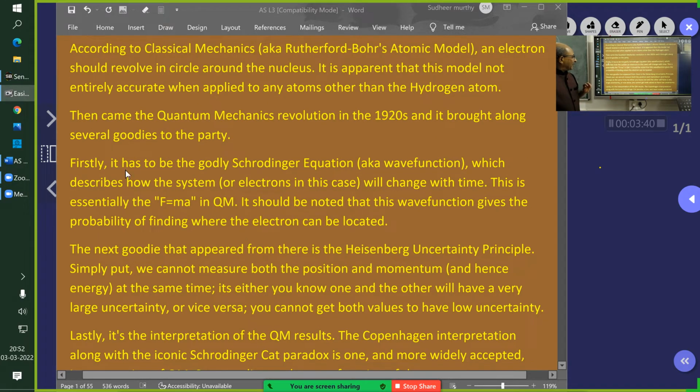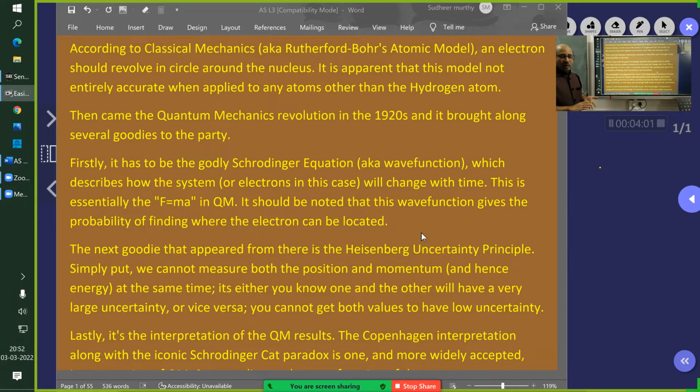Firstly, it has the godly Schrodinger equation, aka wave function, which describes how the system, or electrons in this case, will change with the time. This is essentially F is equal to m into a in quantum mechanics. It should be noted that this wave function gives the probability of finding the electron, where the electron can be located. So Schrodinger's equation is a wave function.